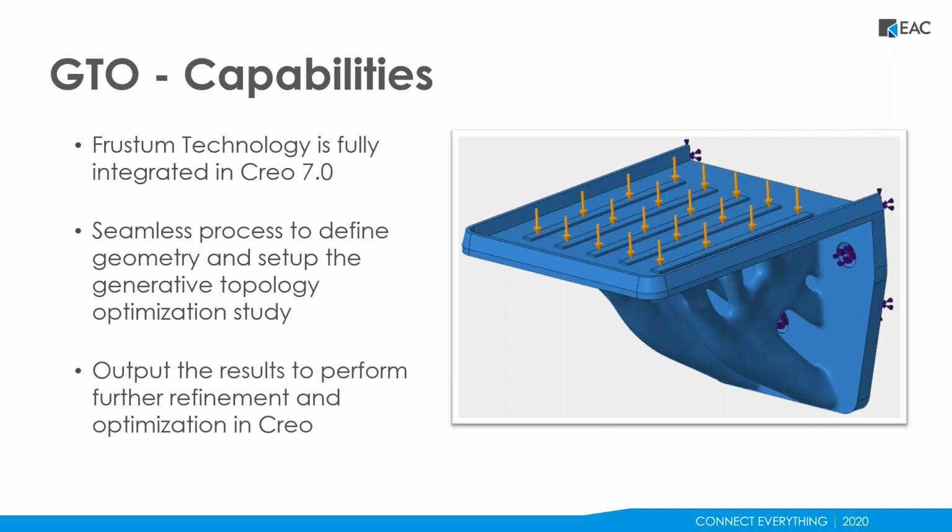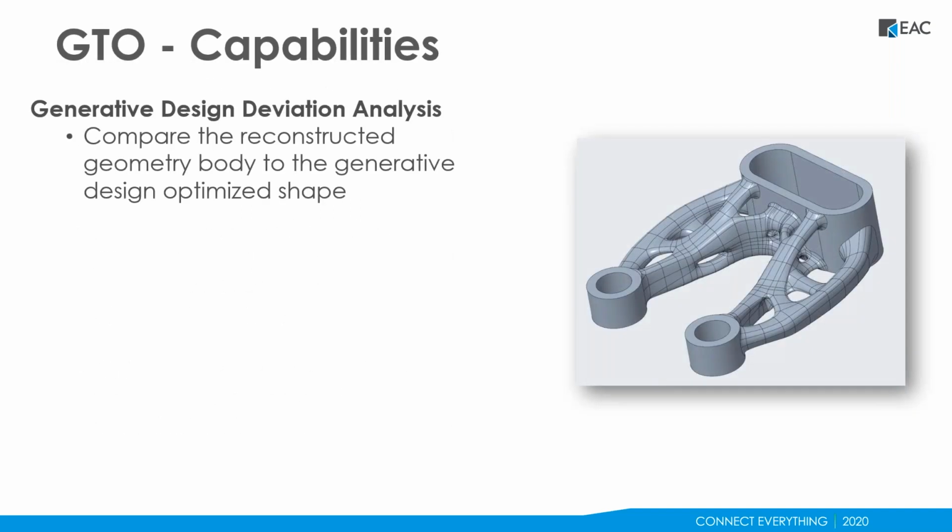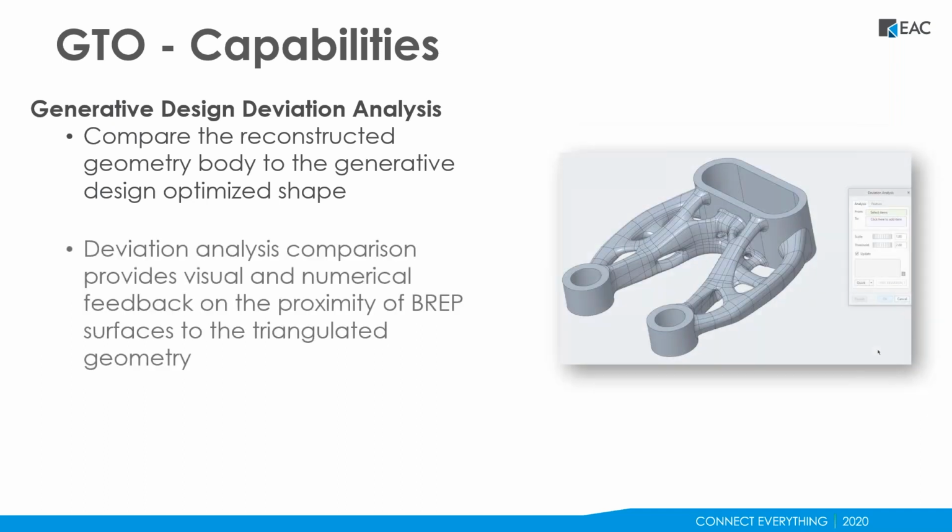From there, you can output the results to create the geometry, that optimized model, and then if you want to do further refinement or analysis on it, you can take that into Creo Simulate or Creo Simulate Live to do further studies. Again, you're going to see quite a bit different part geometry than what you might be used to, or what you're probably more familiar with. It looks almost organic in a way with the resulting geometry that the generative topology optimization creates.